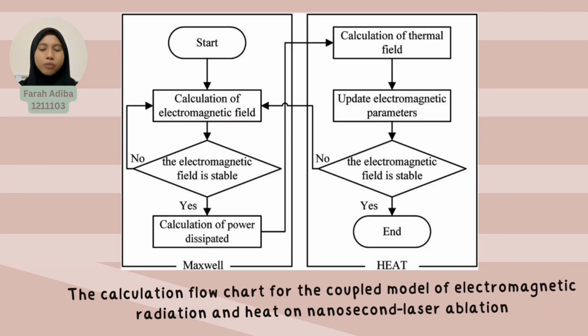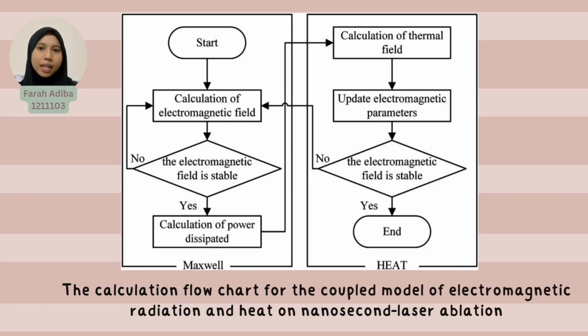So this is the diagram of the flow chart for the coupled model of electromagnetic radiation and heat in nanosecond laser ablation. After irradiation with the high-fluence nanosecond laser, the electromagnetic field was first calculated until the field reached a steady state inside the object. The power dissipated because of ohmic loss was then calculated based on the equation P equals J·E, which was then applied to the heat transport equation as the heat energy transfer rate. Once the desired simulation time was reached, the simulation was stopped.